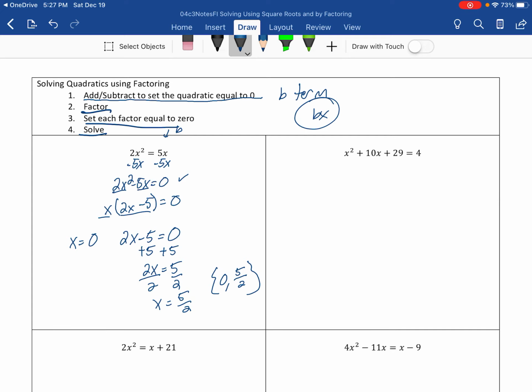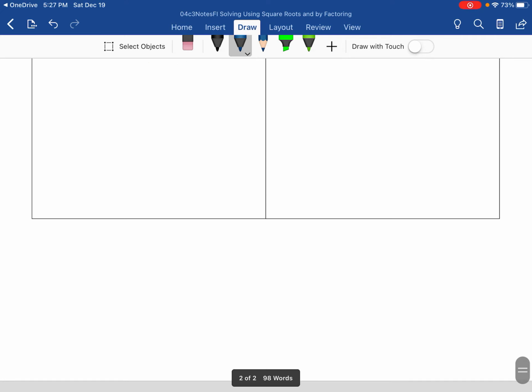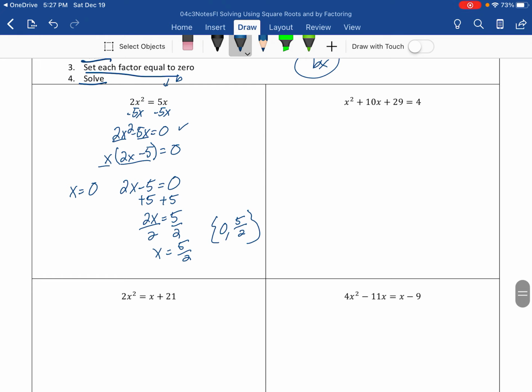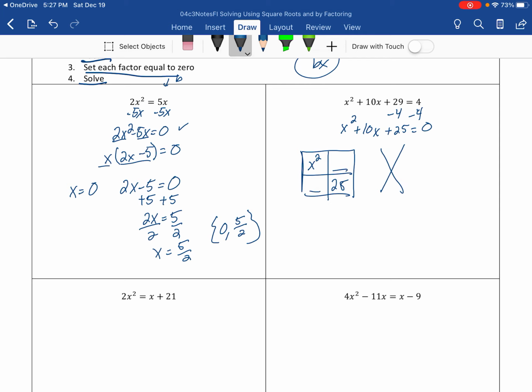Okay, let's try a few more. I don't want to overwhelm you, so I'll just do these 3. For this one, I would subtract 4. So this would be x squared plus 10x plus 25 is equal to 0. Then I would go through and factor. I have to factor this one because I have 3 terms and I can't combine any of my like terms. So this is x squared and 25.